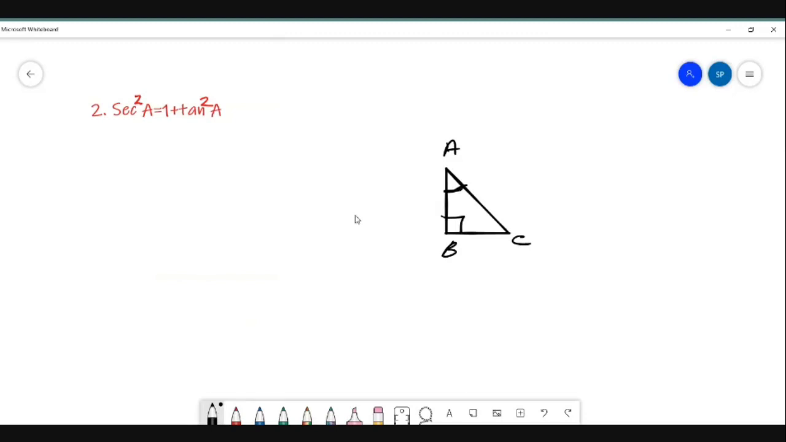Now we also write the Pythagoras theorem. In the same way, we will write it.